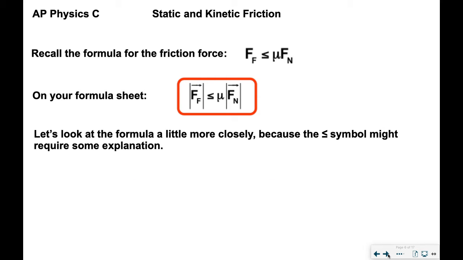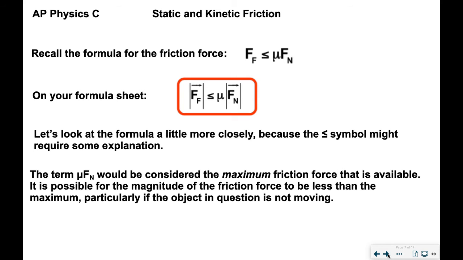We want to take a look at that formula once again. The less than or equal to sign requires a little bit of explanation. The mu times Fn term would be considered the maximum friction force that is available on the surface. It's possible for the magnitude of the friction force to be less than the maximum, particularly if the object is not moving or not moving yet.